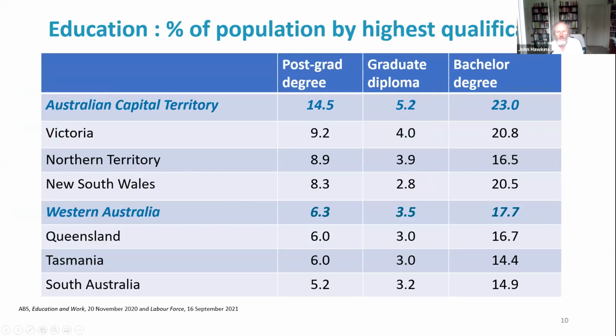And we can see that sort of supporting that by looking at the education profile of the ACT compared to WA. WA is around about the national average in terms of the proportion of the workforce with postgraduate degrees or with graduate diplomas or with bachelor degrees, whereas the ACT is well ahead on all of those criteria. So that's, I think, explaining how without a mining sector, the ACT is still quite competitive.